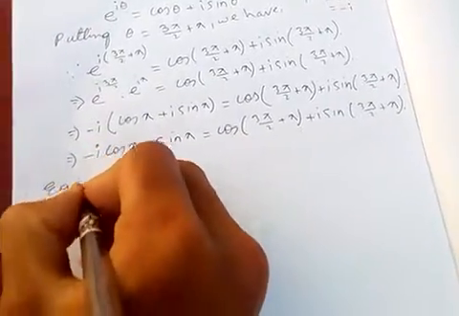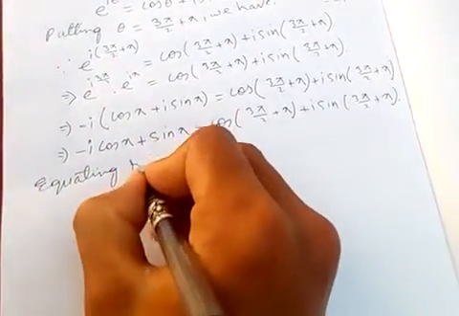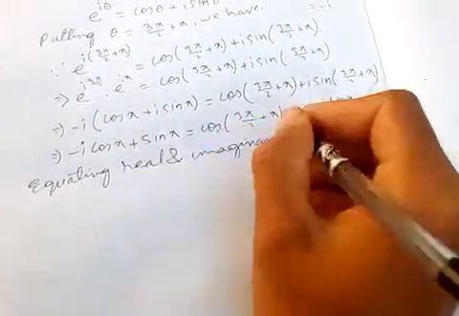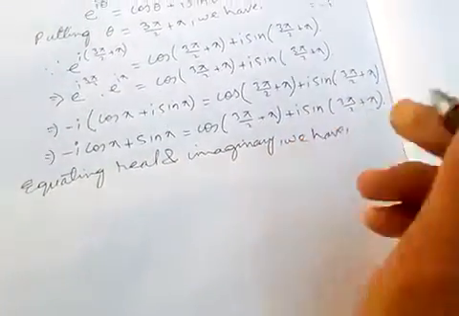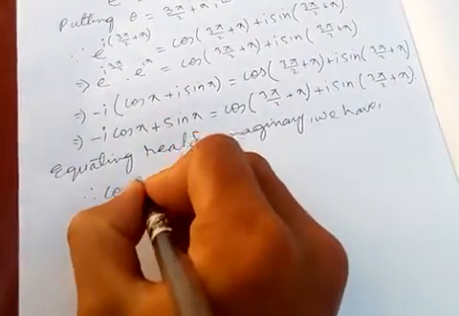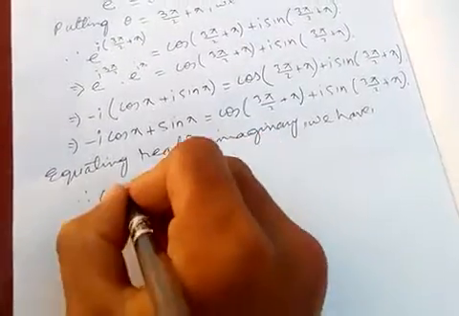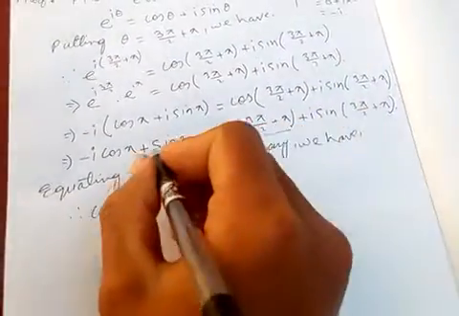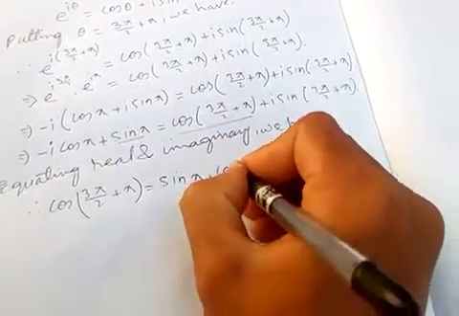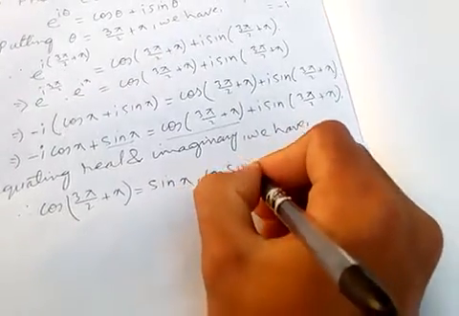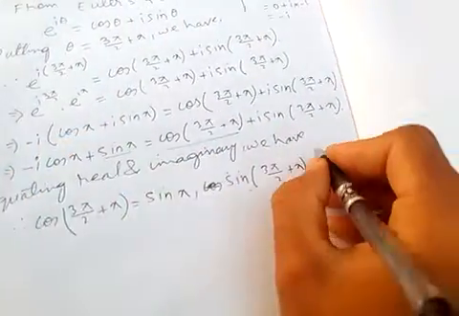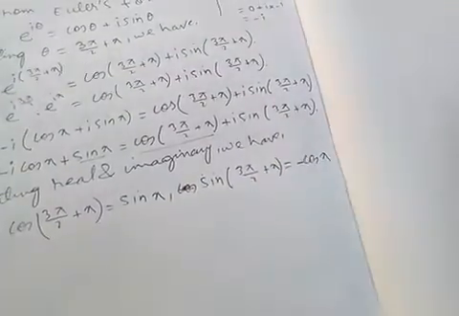Now equating real and imaginary parts, we have cos of 3 pi over 2 plus x, this one is the real part, so from here the real part is sin of x, and sin of 3 pi by 2 plus x is equal to this, minus cos of x.